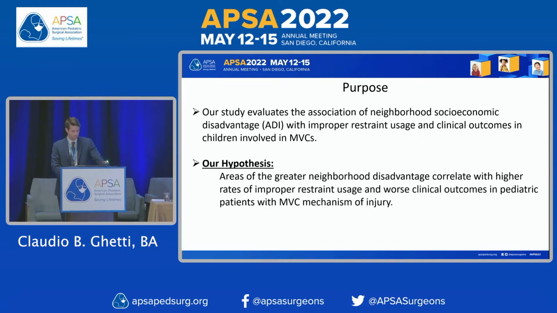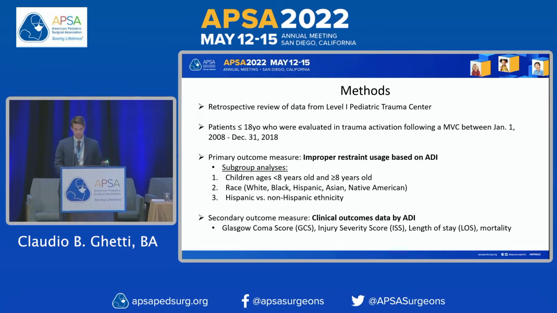So this was a retrospective review of data from a level 1 pediatric trauma center. All of our patients were 18 years of age or less, and were evaluated in trauma activations following a motor vehicle collision between 2008 and 2018. Our primary outcome measure, as I mentioned, was the improper restraint usage based on Area Deprivation Index. We also did a few subgroup analyses for children less than 8 years of age and greater than 8 years of age. The reason that we chose this cutoff was that the California Highway Patrol sets this age cutoff as the age for being in a booster seat or not. We also looked at race and Hispanic versus non-Hispanic ethnicity. We were also interested in clinical outcomes data by Area Deprivation Index as our secondary outcome measure.